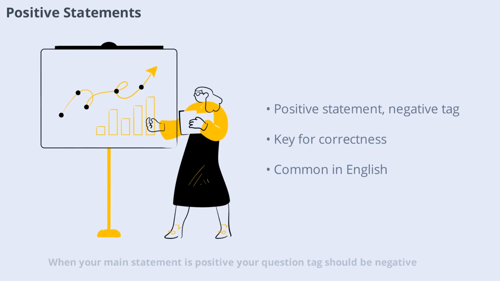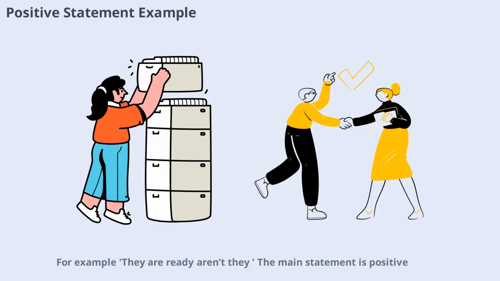When your main statement is positive, your question tag should be negative. For example, "They are ready, aren't they?" This balance is key to forming correct question tags. The main statement is positive and the tag is negative. This pattern is used all the time in English conversations.